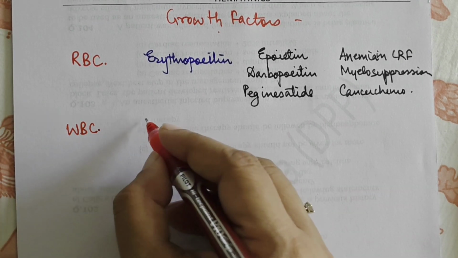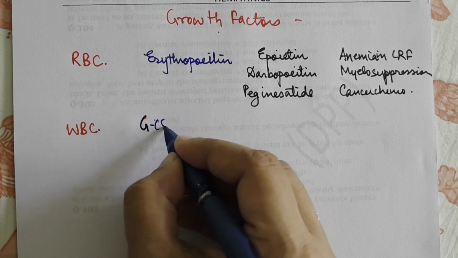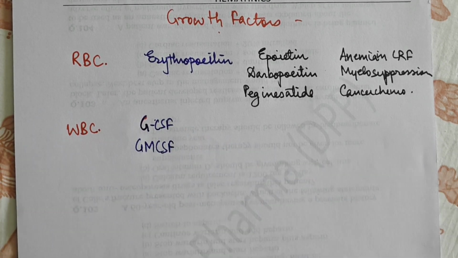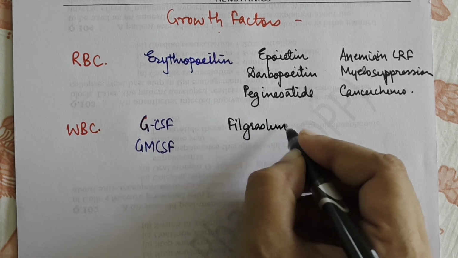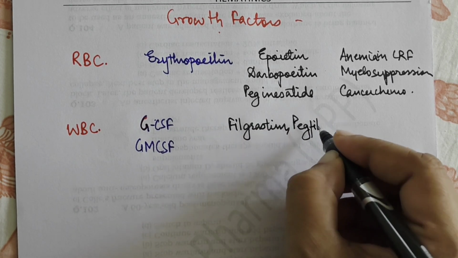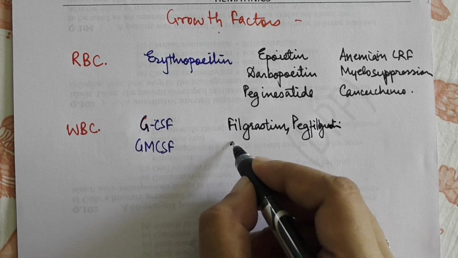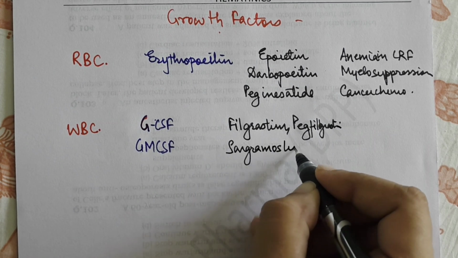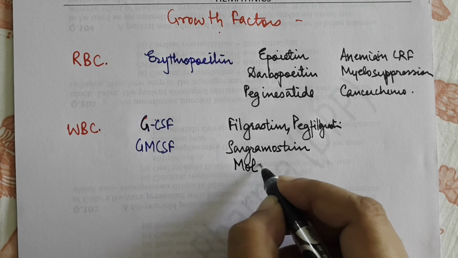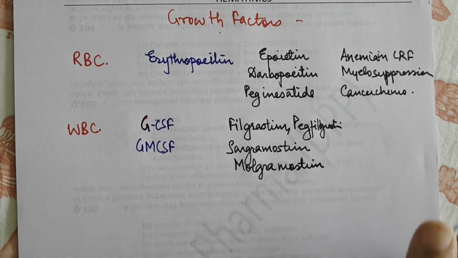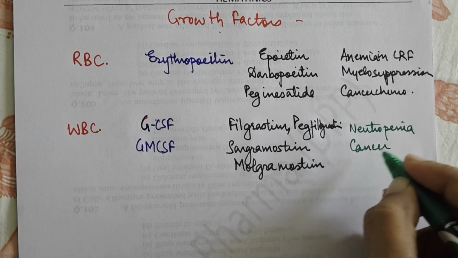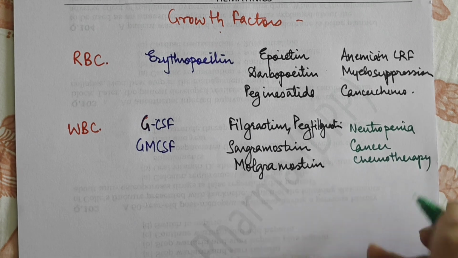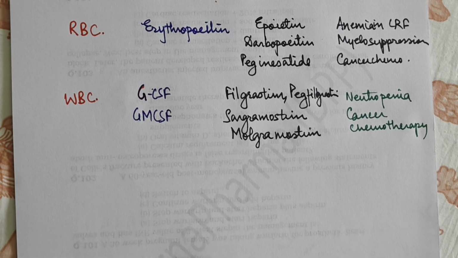Then for WBCs, the growth factors are called G-CSF and GM-CSF. For G-CSF the drug is filgrastim, and we also have a pegylated version, pegfilgrastim. For GM-CSF we have sargramostim, and another drug is molgramostim. These drugs are mainly used in neutropenia, cancer chemotherapy and myelosuppression. So these are the RBCs, these are the WBCs.